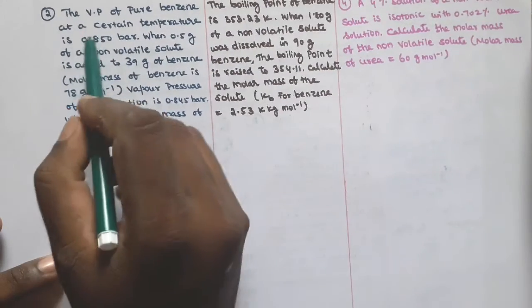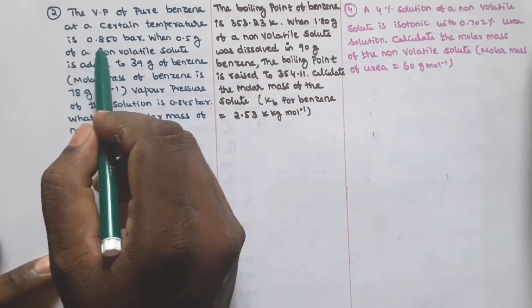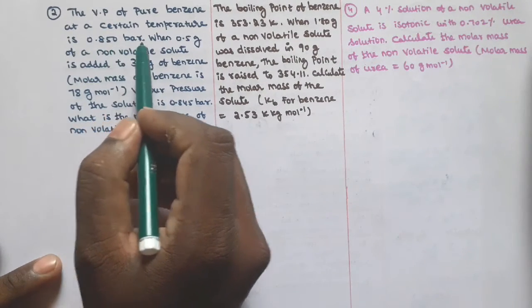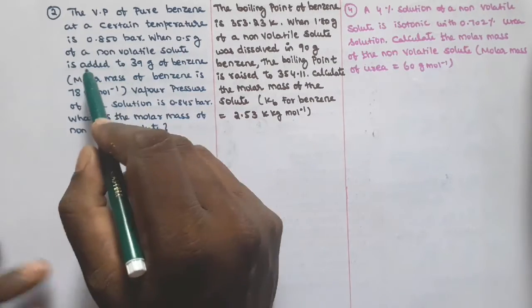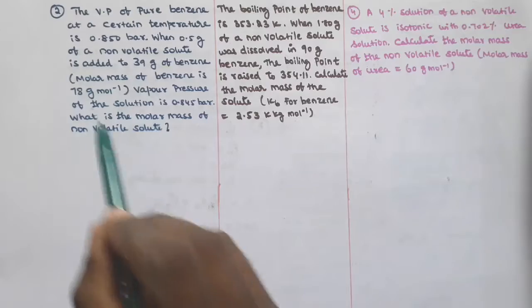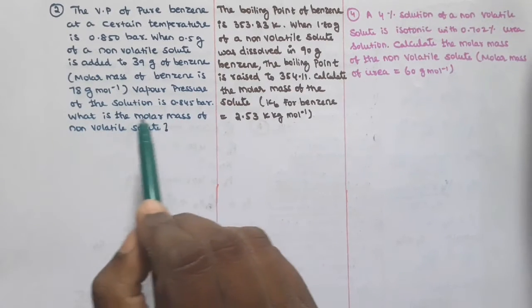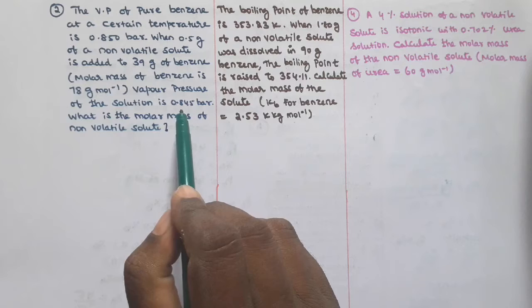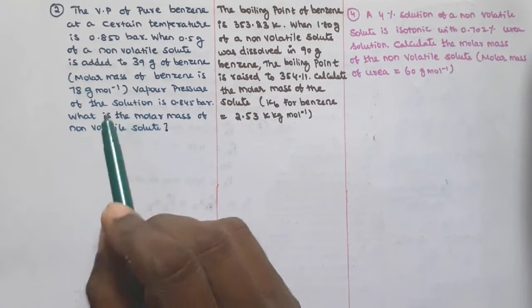Second problem. The vapor pressure of pure benzene at a certain temperature is 0.850 bar. When 0.5 grams of a non-volatile solute is added to 39 grams of benzene, given the molar mass of benzene is 78 g mol⁻¹, the vapor pressure of the solution is 0.845 bar. What is the molar mass of the non-volatile solute?